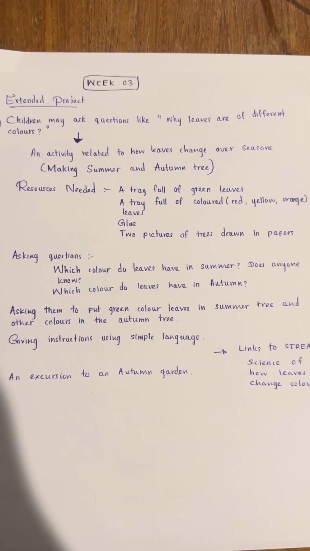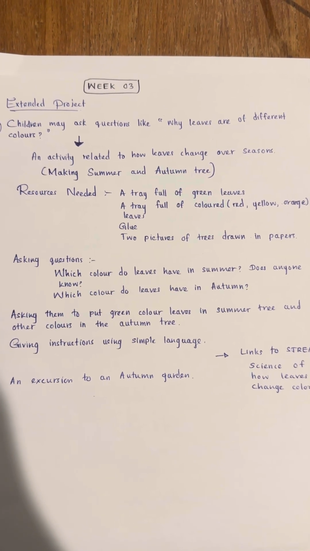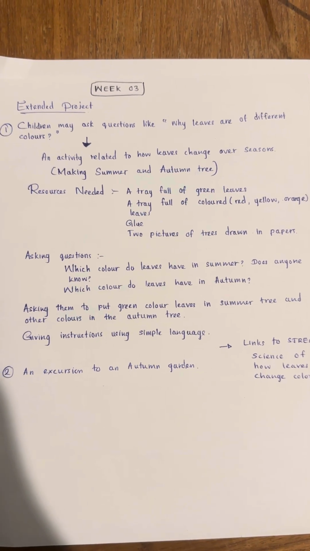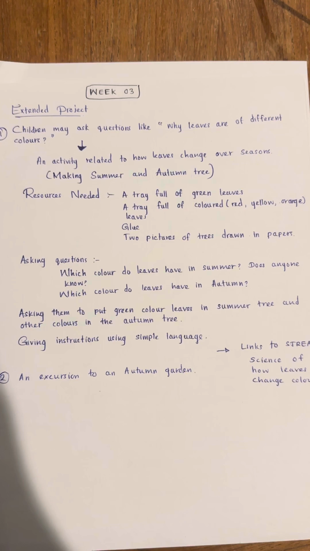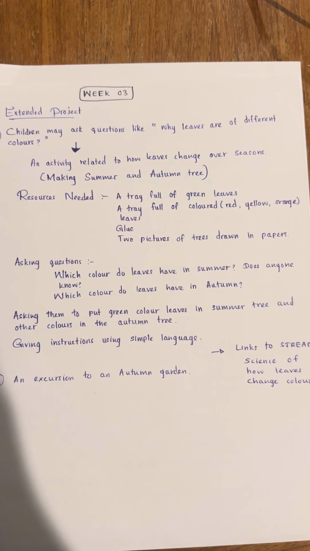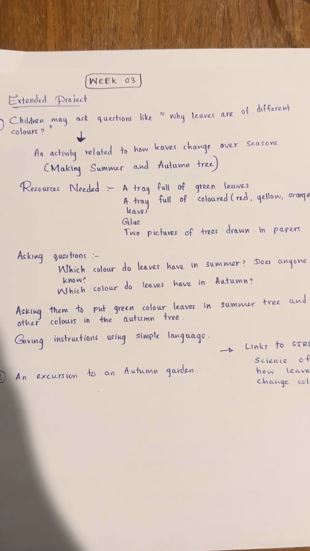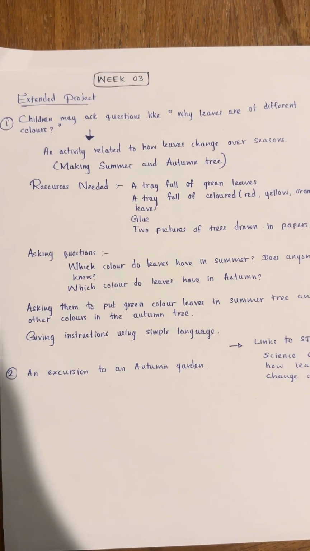tree. So while they are doing this activity, I would give them instructions using very simple language. And also, I can extend this activity to an excursion to an autumn garden as well. So this is how I plan a learning experience according to the planning cycle.